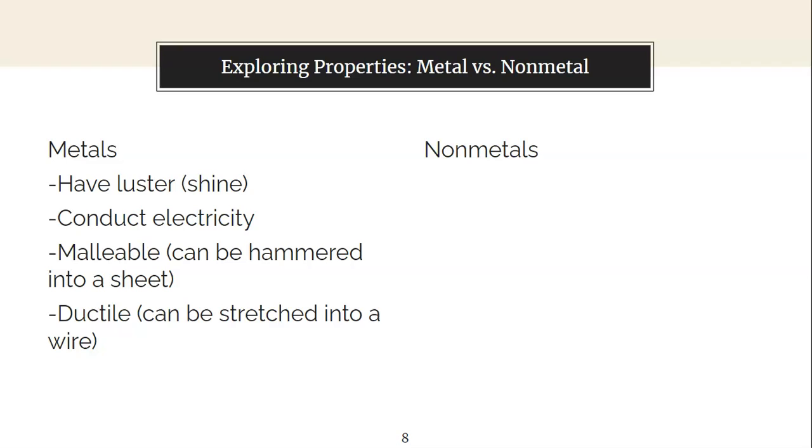Now, conductivity is a physical property because when a metal conducts electricity, it doesn't change substances, right? Otherwise, wires would be one-time use things, right? Conducting electricity doesn't change the identity of the substance.